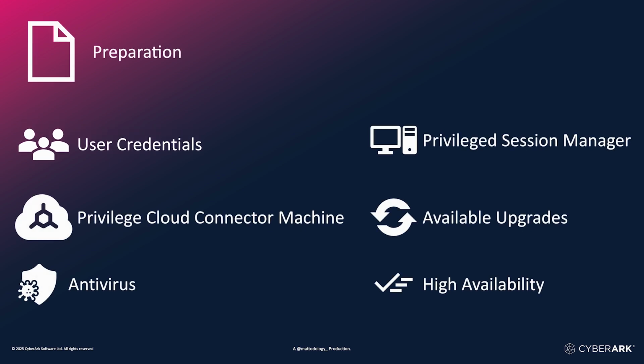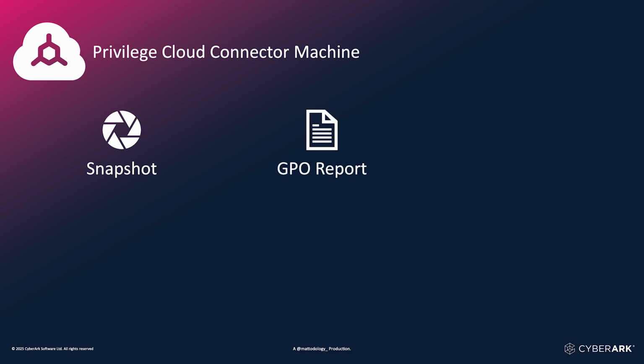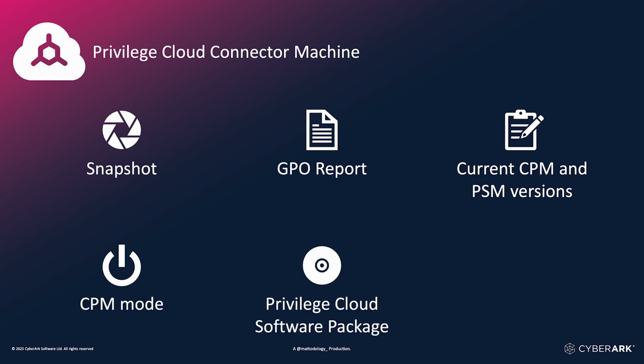Next, prepare your connector's server machine by taking a snapshot in case you need to roll back, generating a group policy report, verifying current CPM and PSM versions, checking the CPM mode, downloading the latest Privilege Cloud software package, and the updated GPO hardening package.